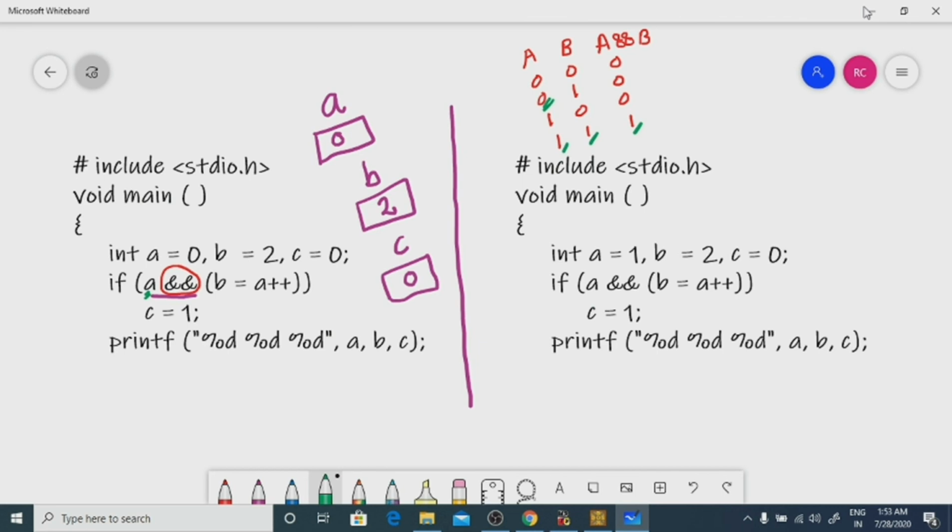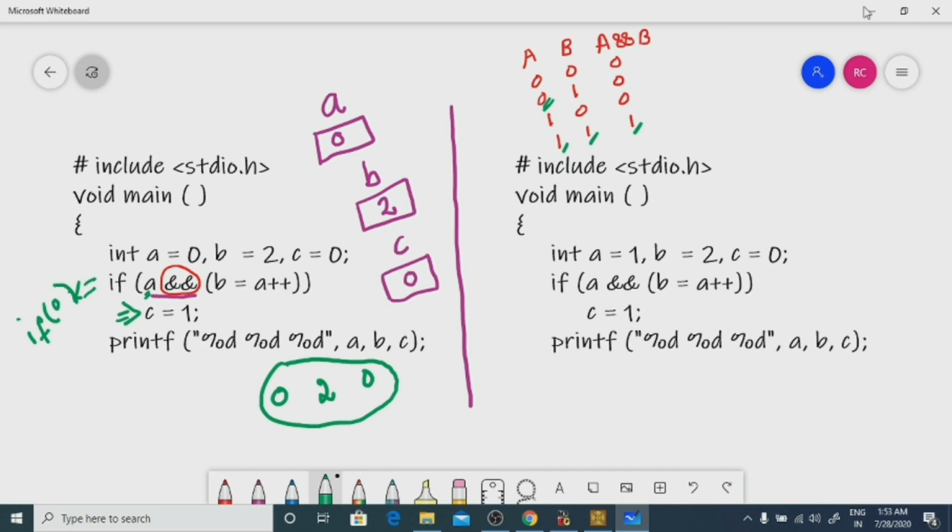So it will be like if 0. If 0 means it is false, 0 is considered as false. So it will not execute this C equal to 1. So we will get the values 0, 2, 0 as the output.